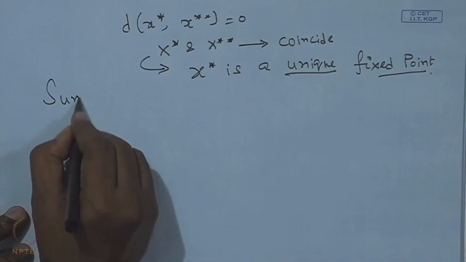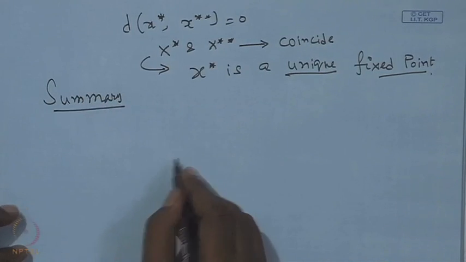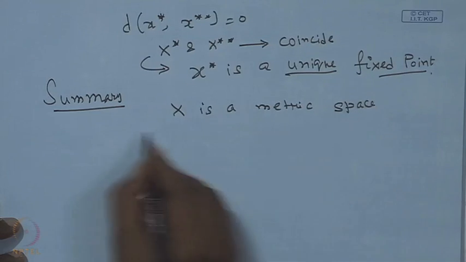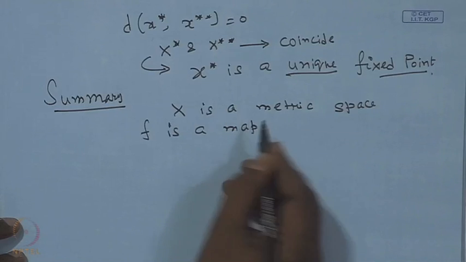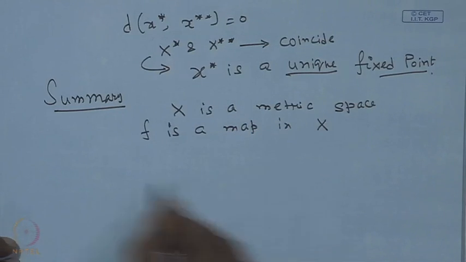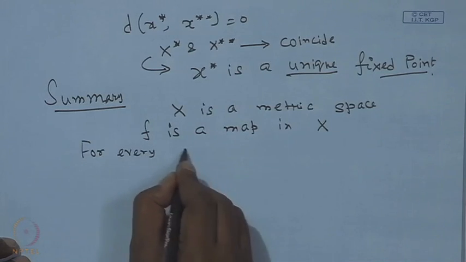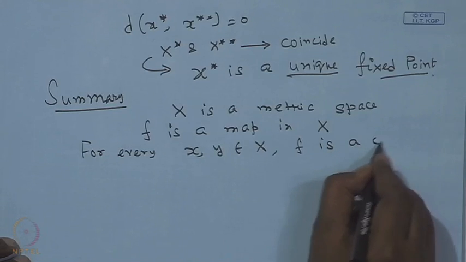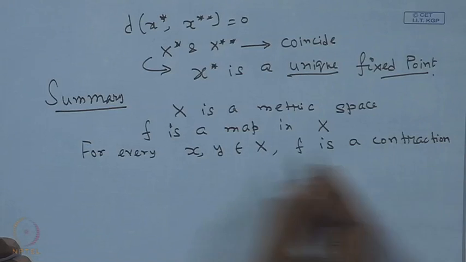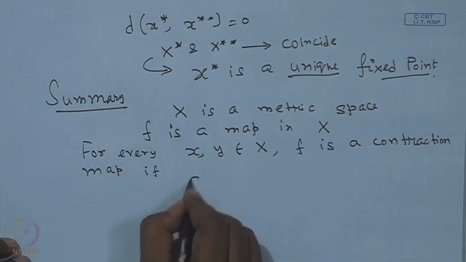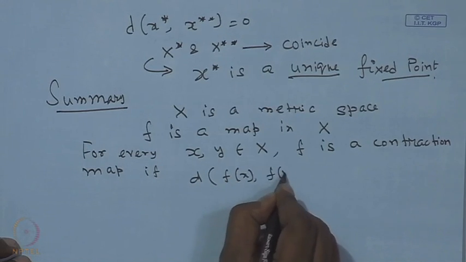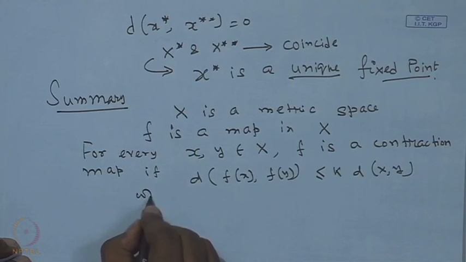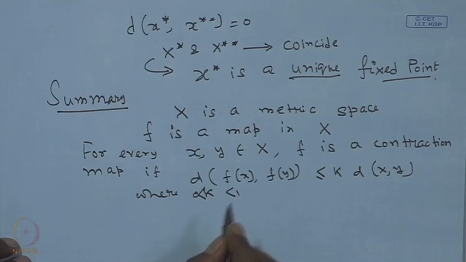Let us summarize whatever we have done till now. We considered X a metric space and F a map in space X. Then for every x and y belonging to space X, F is defined as a contraction map if the metric between f of x and f of y is less than or equal to k times the metric between x and y, where k is a fraction lying between 0 and 1.